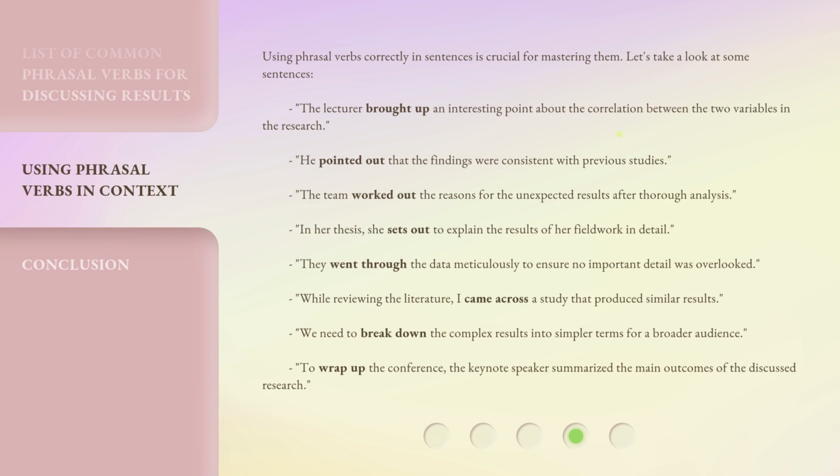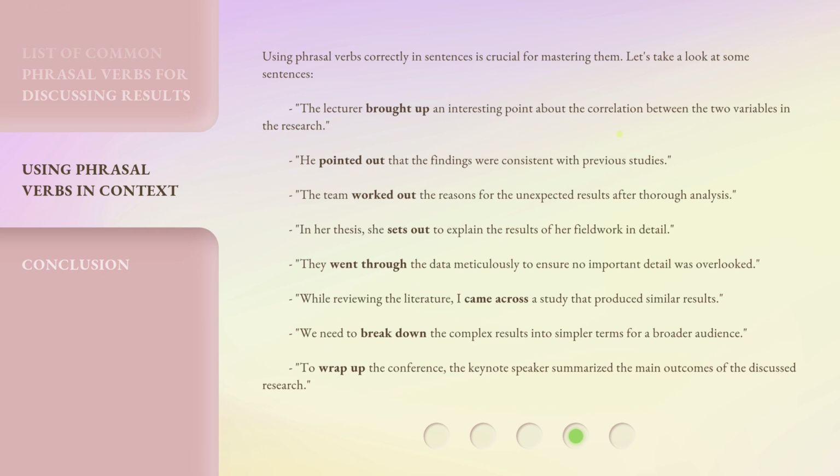Using phrasal verbs correctly in sentences is crucial for mastering them. Let's take a look at some sentences. The lecturer brought up an interesting point about the correlation between the two variables in the research. He pointed out that the findings were consistent with previous studies. The team worked out the reasons for the unexpected results after thorough analysis.